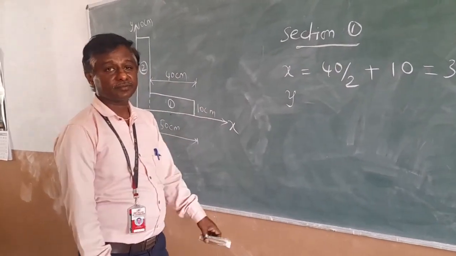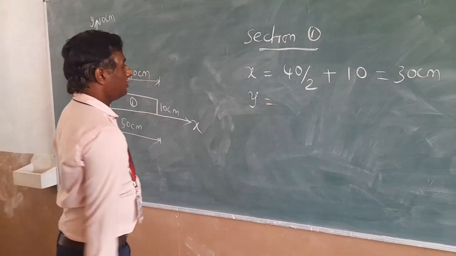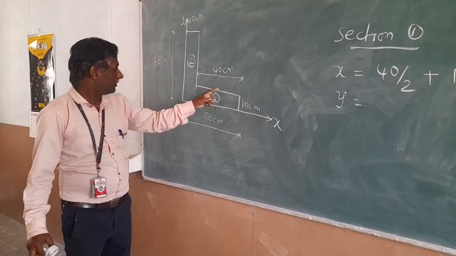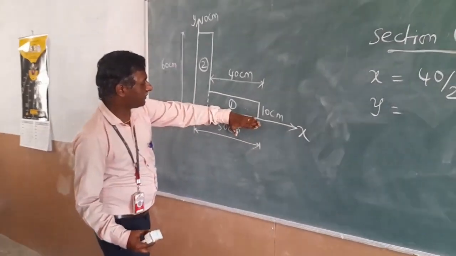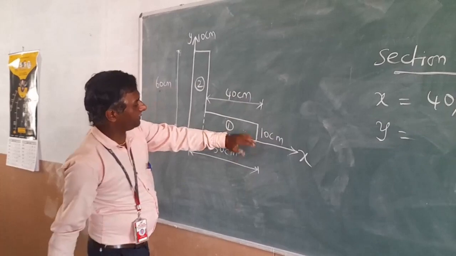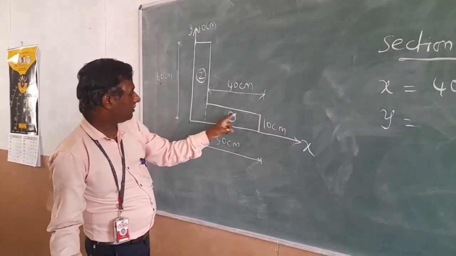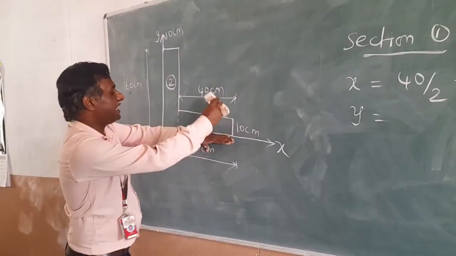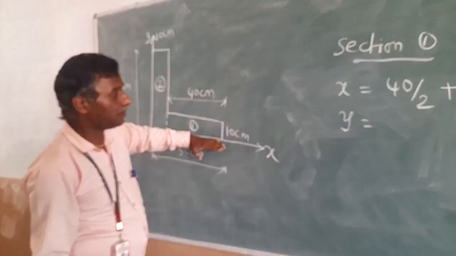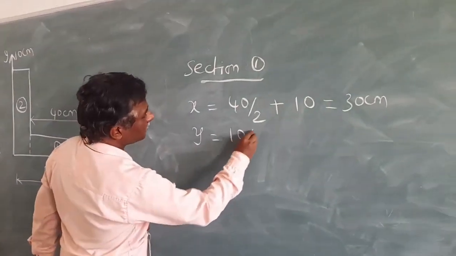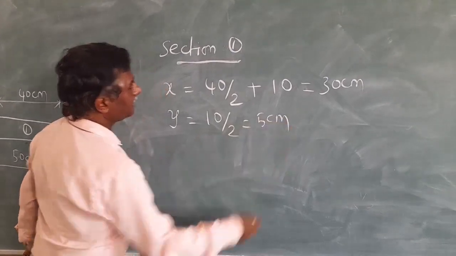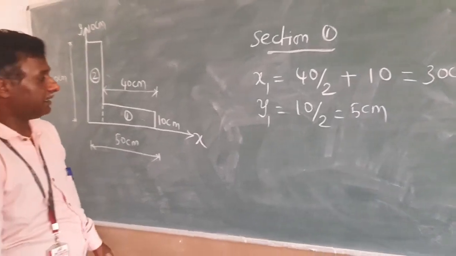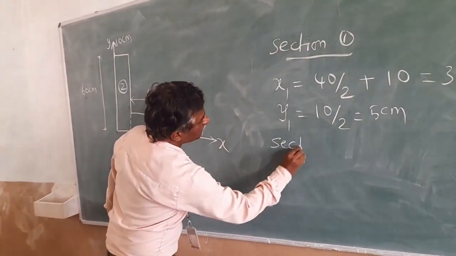And y. What is the y value here? For the second section, the same thing: you measure from the reference axis vertically. Vertically it is 10 centimeter, so half of the value. Now I am going to measure this point from this point, so directly half of the value will be the answer for the y value. So it is 10 by 2, which is equal to 5 centimeter. So for section 1 we have x1 and y1. Then let's move on to section 2.